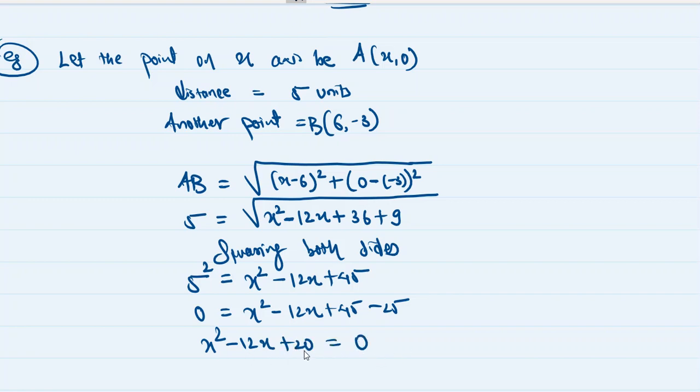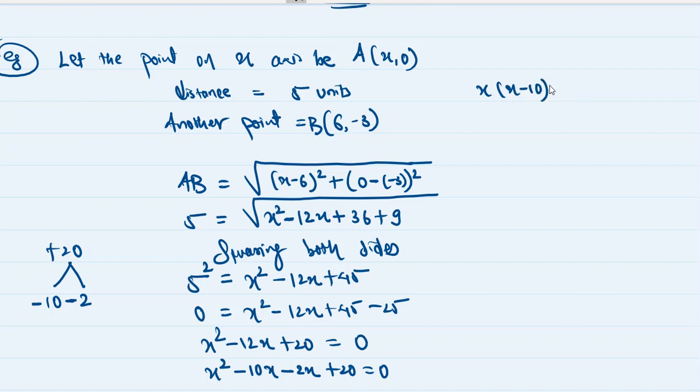Now I have to find the factors of plus 20 such that its sum or difference will become minus 12. So 10 twos is 20 and I want minus 12. So minus 10 minus 2. Minus 10 minus 2 is minus 12 and minus 10 multiplied by minus 2 is plus 20. So x square minus 10x minus 2x plus 20 is equal to 0. So x bracket x minus 10 minus 2 bracket x minus 10 is equal to 0. Okay, so x minus 10 will come out common and x minus 2 will remain outside. So x minus 10 bracket x minus 2 is equal to 0.